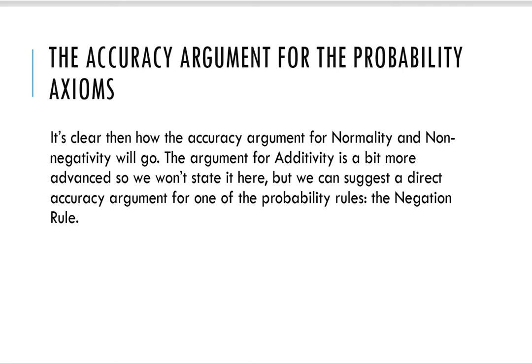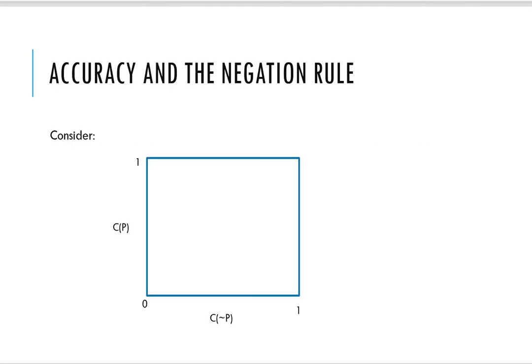It's fairly straightforward to see how those arguments would go for normality and non-negativity. If you have a credence function that assigns negative numbers to different propositions, or one that fails to assign 1 to a tautology, there's going to be another credence function we can come up with that will accuracy dominate those credences. The argument for additivity, though, is a bit more advanced. So we won't state it here, but we can suggest a more direct accuracy argument for at least one of the probability rules, the negation rule, which, recall, is a consequence of additivity together with the other axioms. This will suggest how the argument for additivity could go. It's just that the argument for additivity is going to be a more complicated argument.